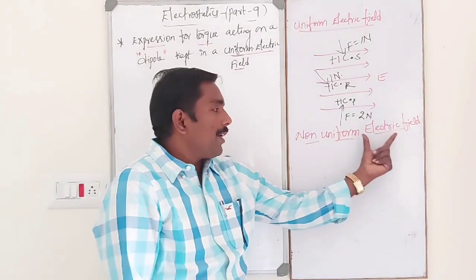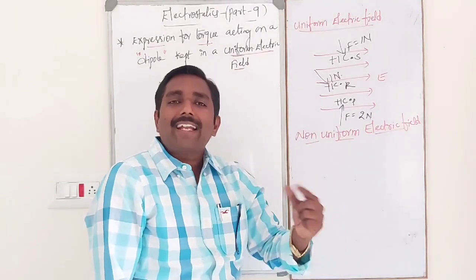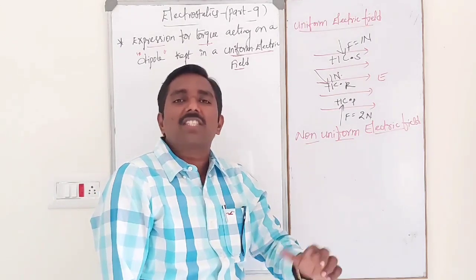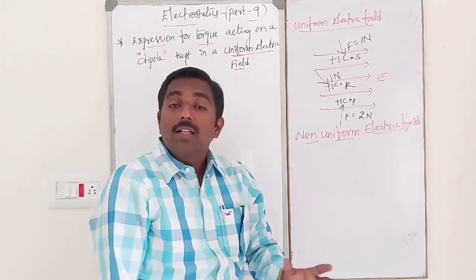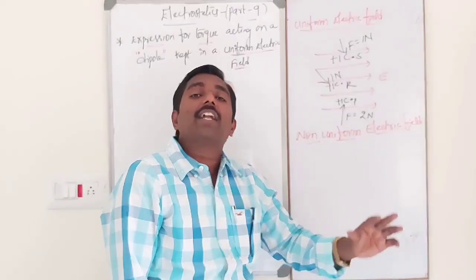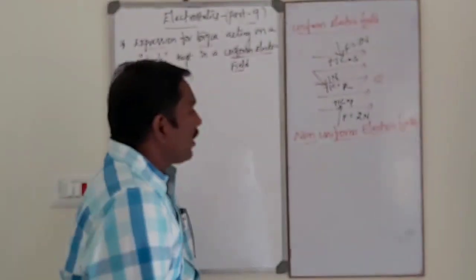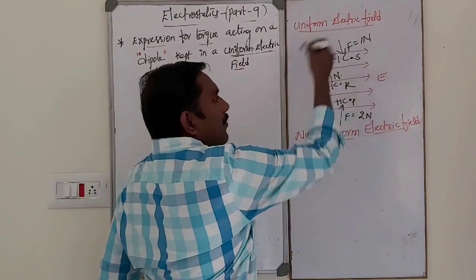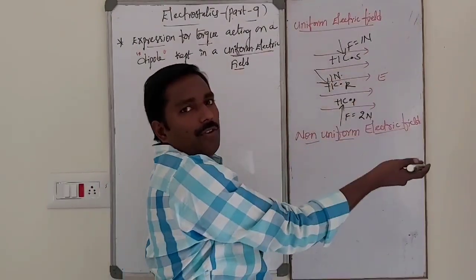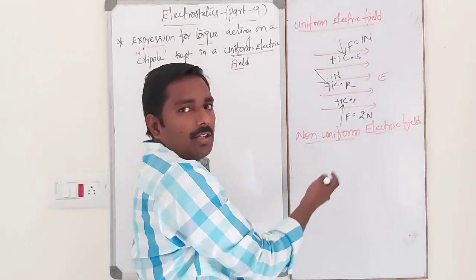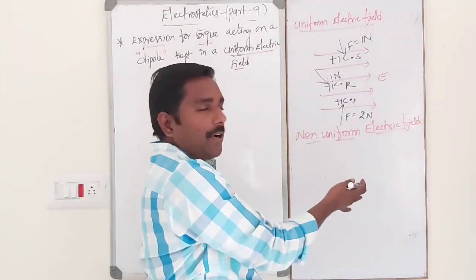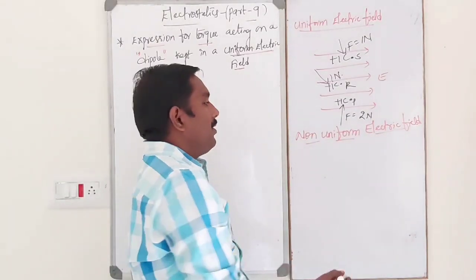Non-uniform electric field means the force acting on a unit positive charge is different wherever the unit positive charge is kept, at different points. So that is nothing but a non-uniform electric field. The same force acting is a uniform electric field. A different force acting on the charge kept at different points is a non-uniform electric field.